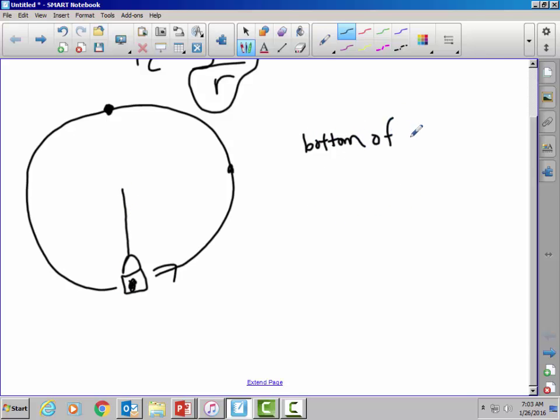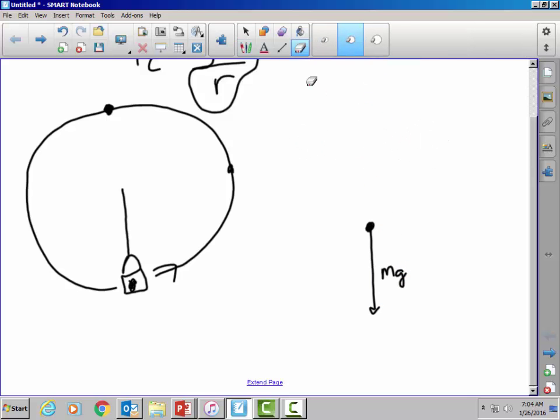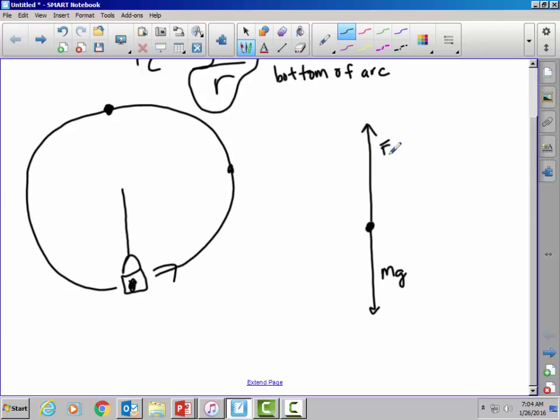I'm going to say that's the bottom of the arc, right? Because this whole thing right here is an arc. So here's my bucket. So what forces do I have on my bucket? Well, I have the weight of the bucket going down. Oh, I drew that a little too long, so I'm going to erase this. And then I also have an upward force, right? So some people will say that that upward force is your centripetal force. And so some students will label it like this.